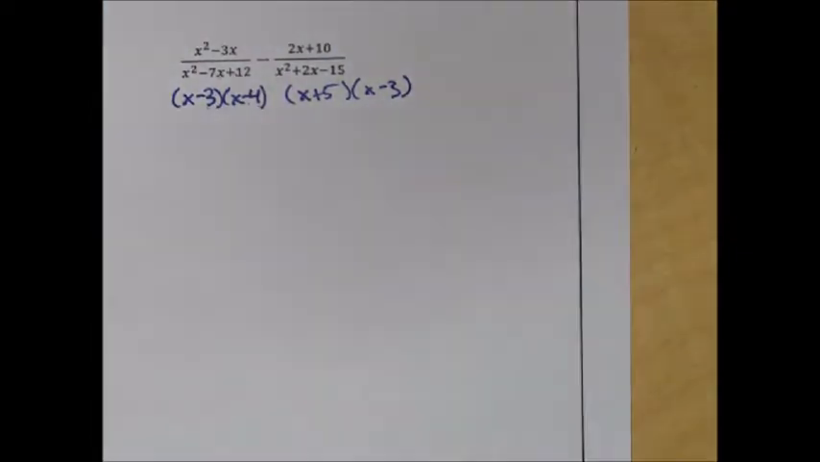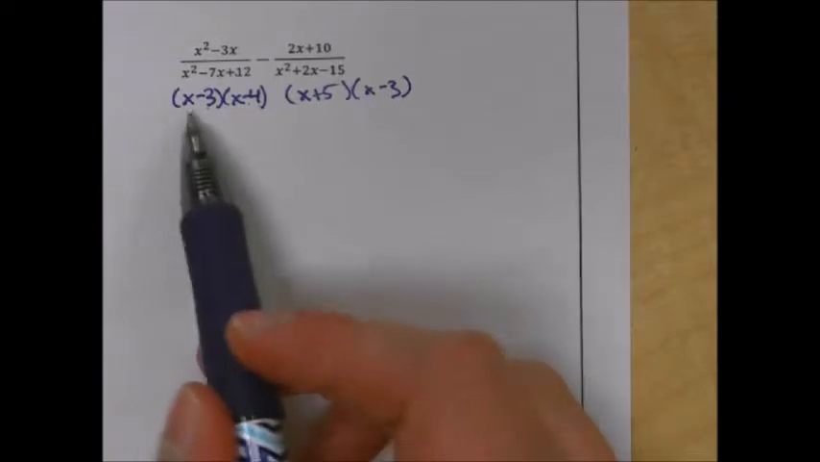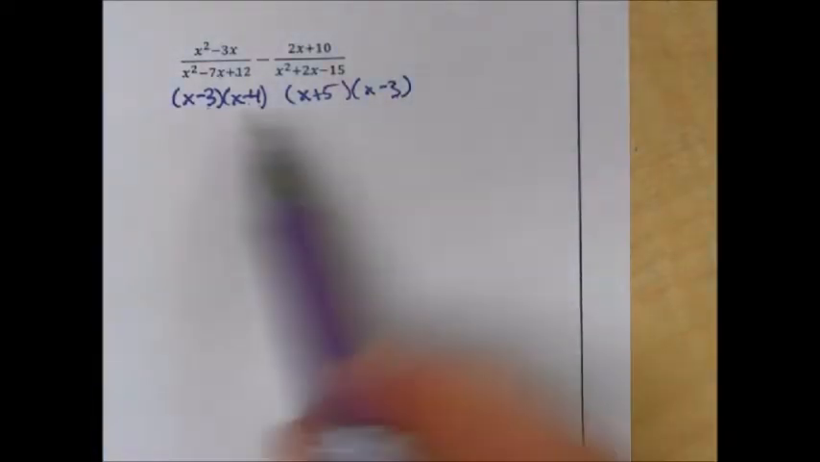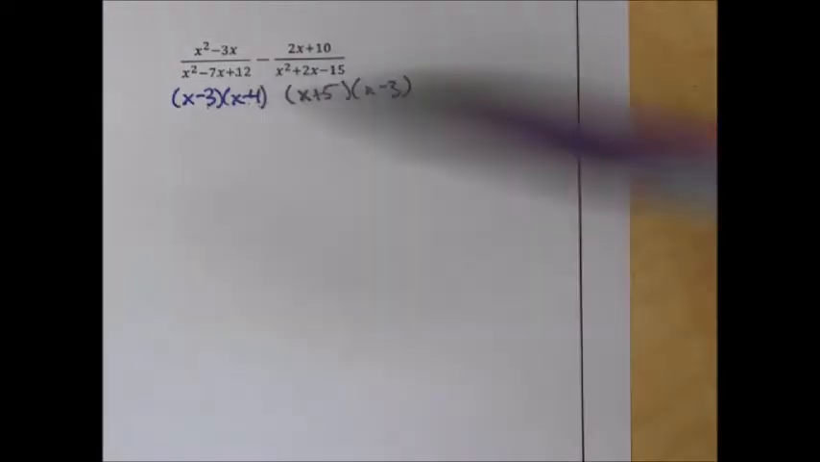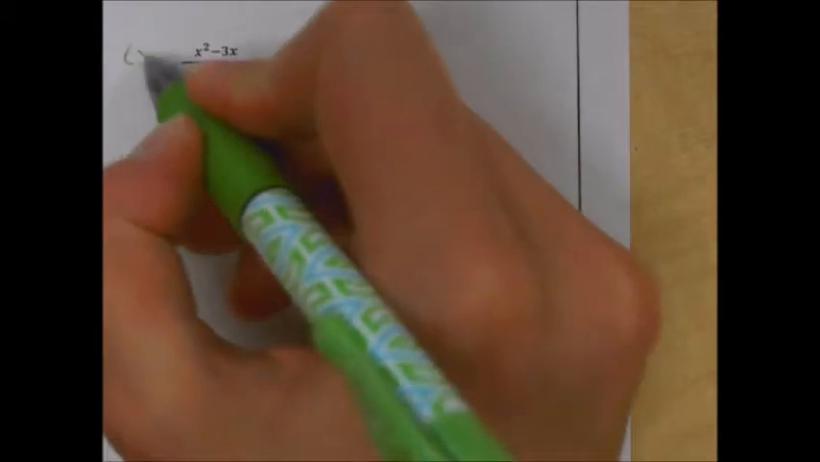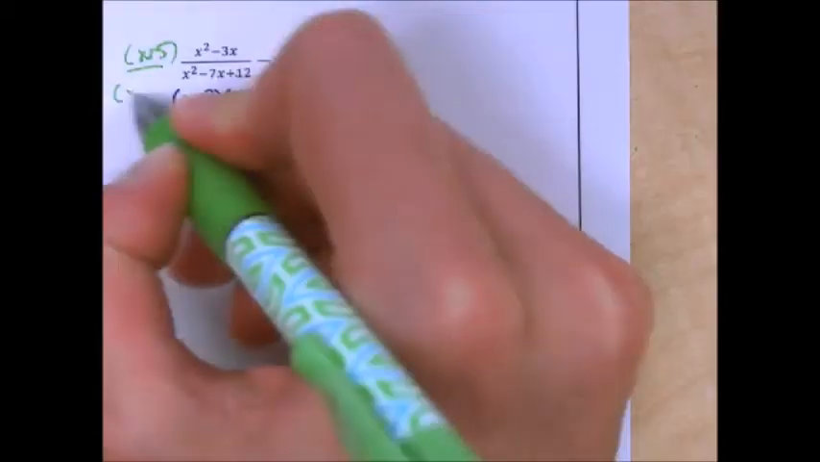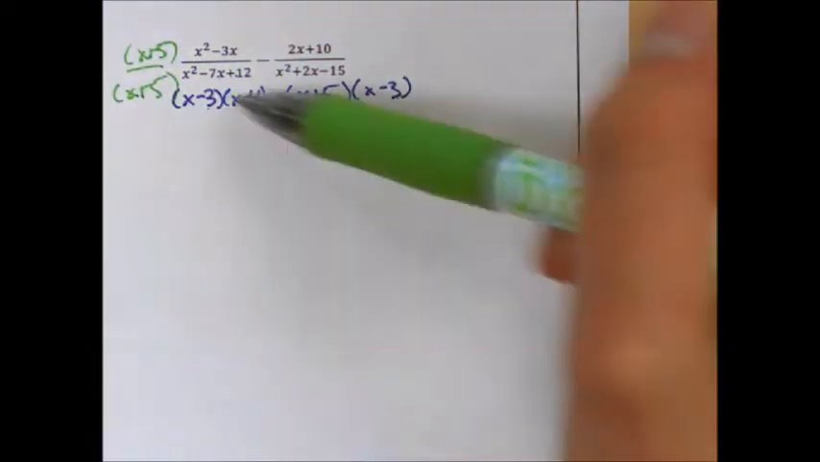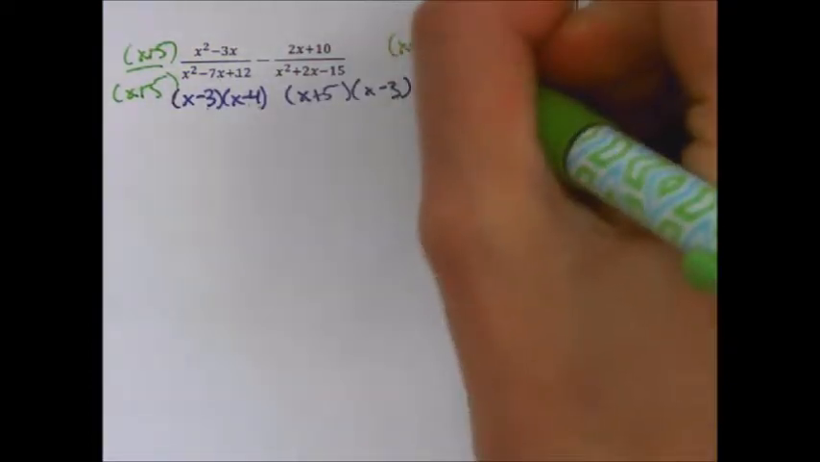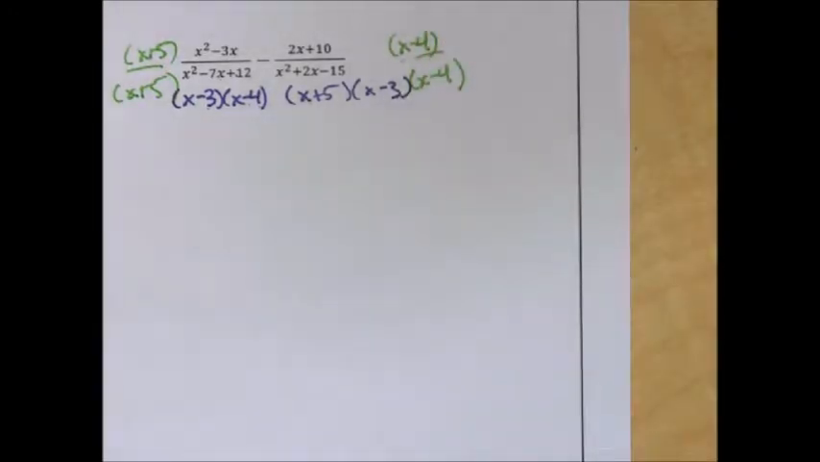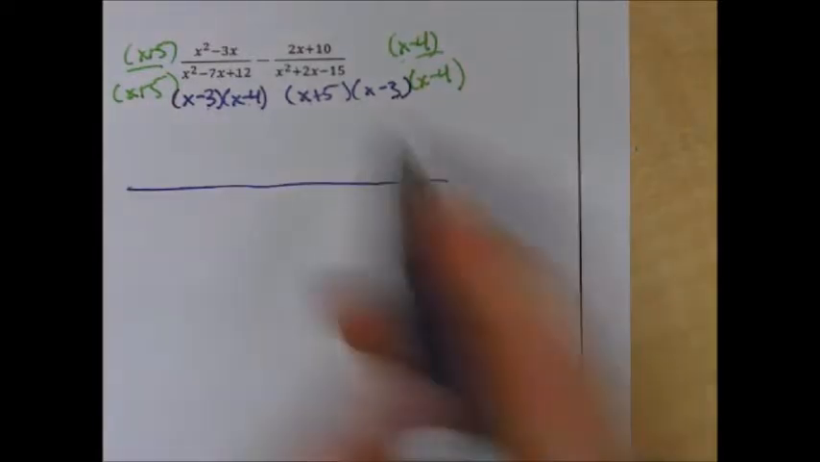And so now let's think about what our common denominator is going to be. Well, see, this one's x minus 3, x minus 4. It's missing an x plus 5, so we're going to multiply it by x plus 5. What's this one missing? Looks like an x minus 4, so I'm going to be multiplying this by x minus 4. Go ahead and make our common denominator.